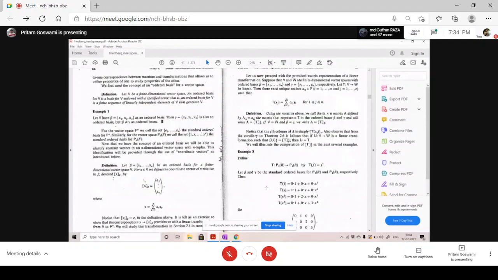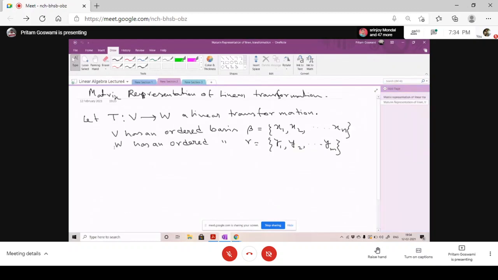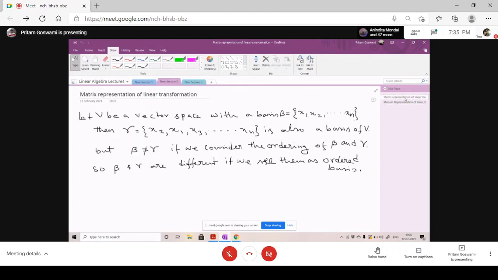Transformation is matrices only, right? So for that, matrix representation of a linear transformation. Suppose T is a linear transformation for which we are going to write the matrix. So T is a linear transformation from a vector space V to a vector space W. Okay, another thing is ordered basis. I forgot to tell you about ordered basis.